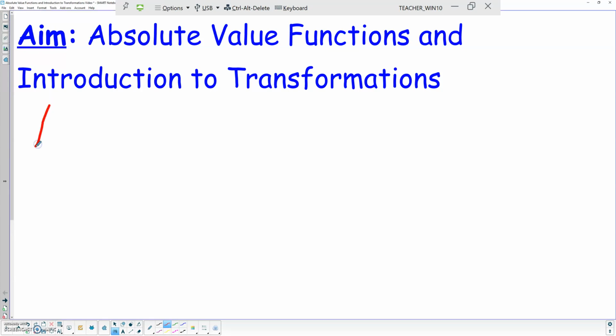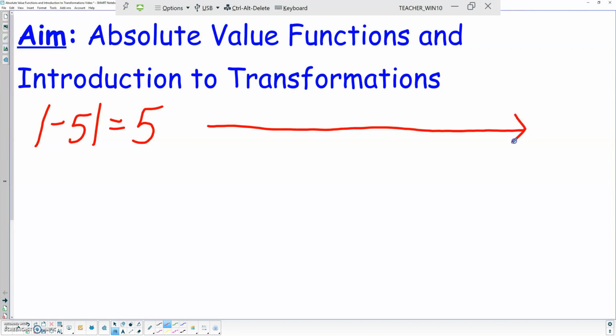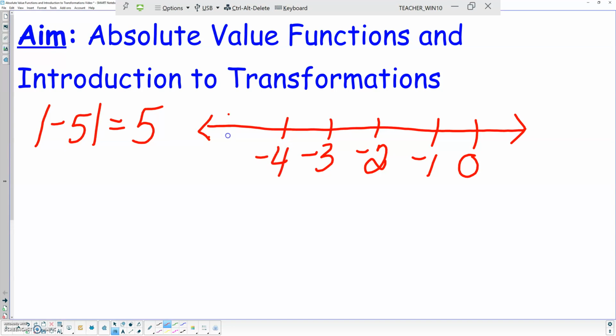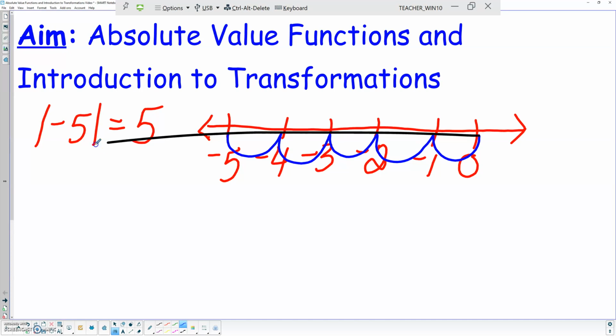Okay, so the absolute value of -5 is 5, because -5 is 5 units from 0 on the number line. Right, so if I start at -5, we go 1, 2, 3, 4, 5 units to 0. Okay, so now we're going to take a look at what the graph of the absolute value function looks like.